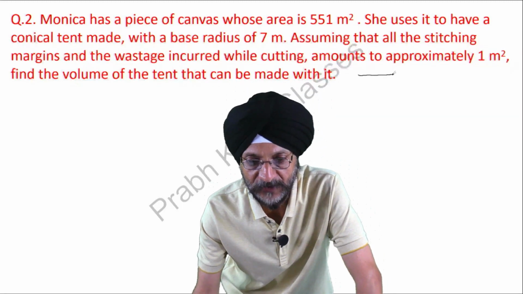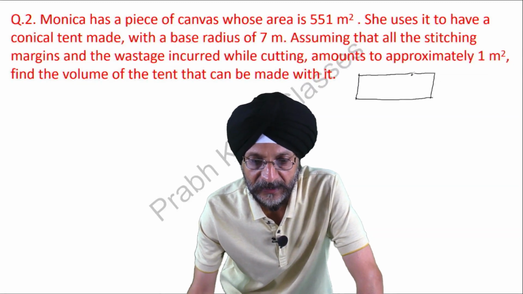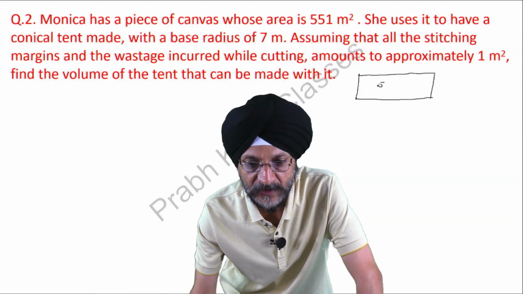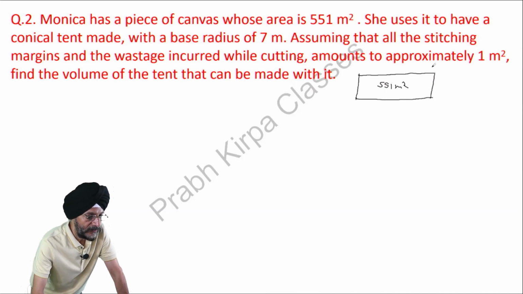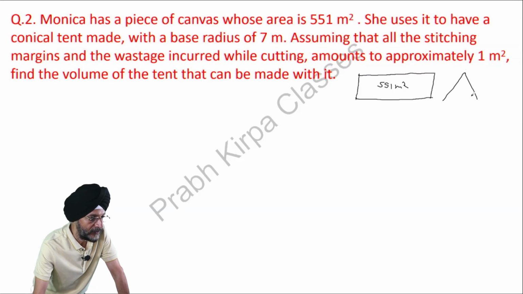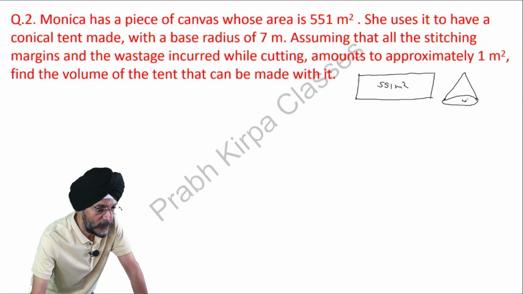Suppose this is the piece of canvas which is available, and its total area is 551 square meters. Monica uses it to make a conical tent. This is the conical tent. The base radius of the tent is 7 meters. This is the radius, and it is equal to 7 meters.